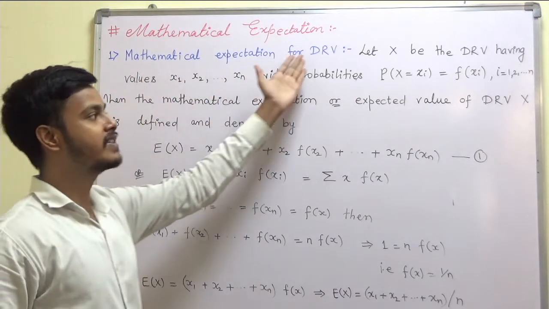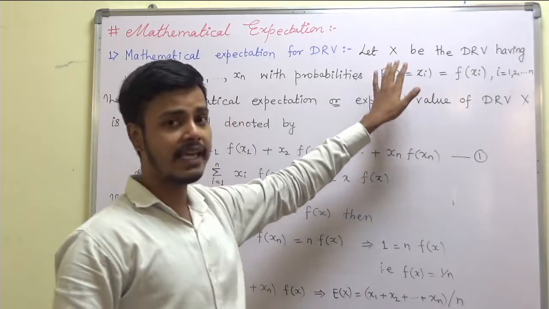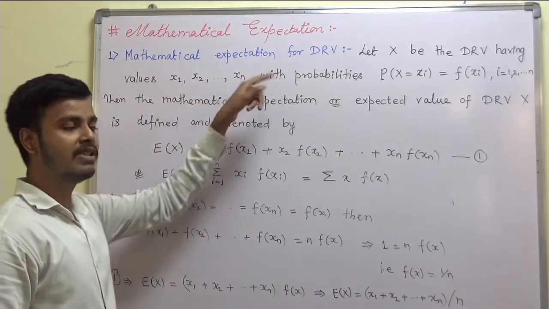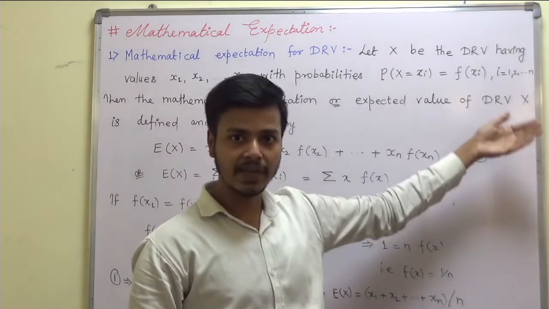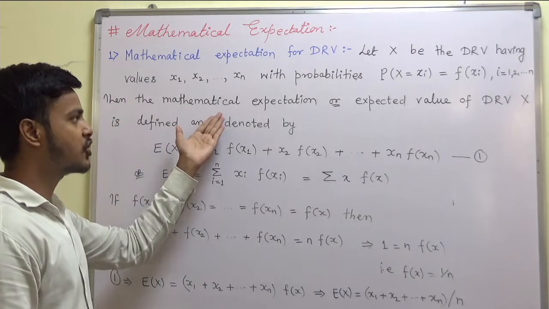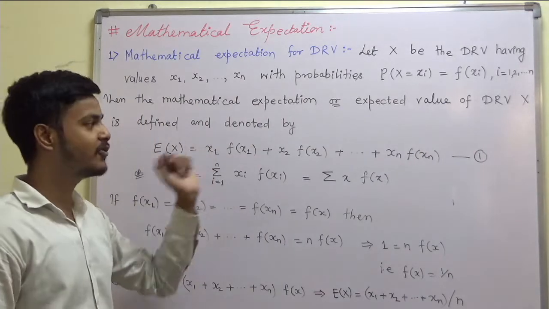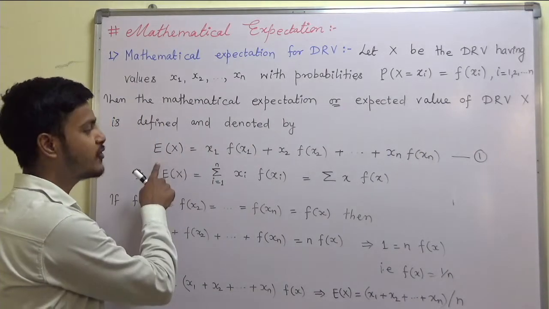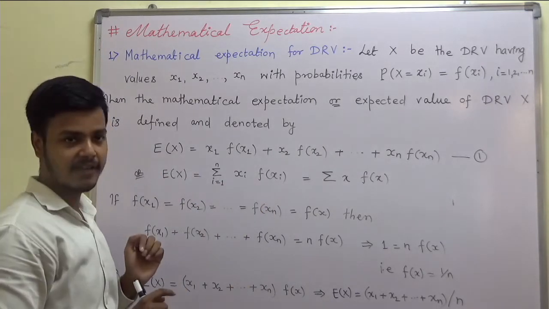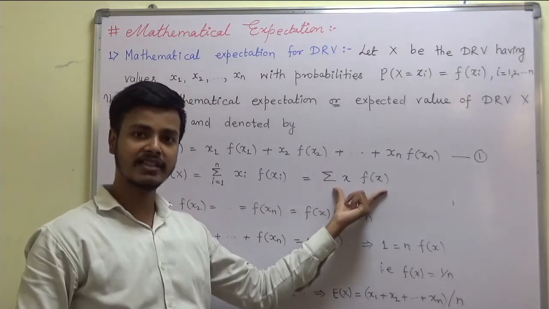Okay, so let us start with the definition. Mathematical expectation of discrete random variable. So here we'll be having a discrete random variable x having the values x1, x2, xn with probabilities f of x1, f of x2, f of xn. Then the mathematical expectation or expected value of discrete random variable x is defined and denoted by expectation of x is summation of xi f of xi. When you apply the summation, you'll be getting this, and in short also it is written like this.